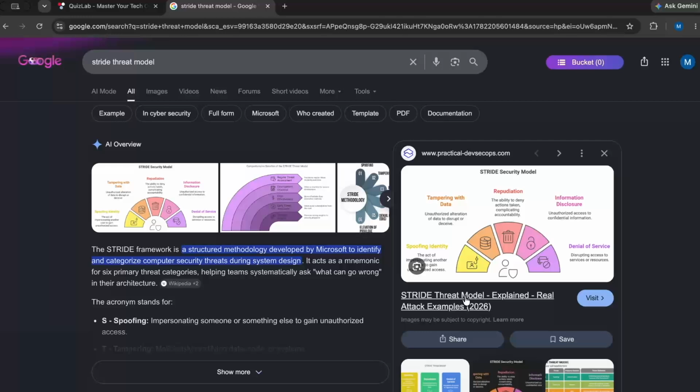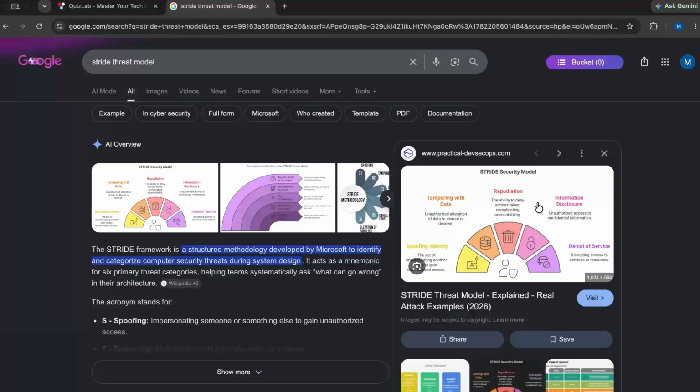Repudiation, this is a very big word. I don't even know repudiation, but it stands for the ability to deny action. Okay. And then the I stands for information. Everybody understands information. If you don't understand information, then please take English 101. So information disclosure is a very key term that you need to understand.